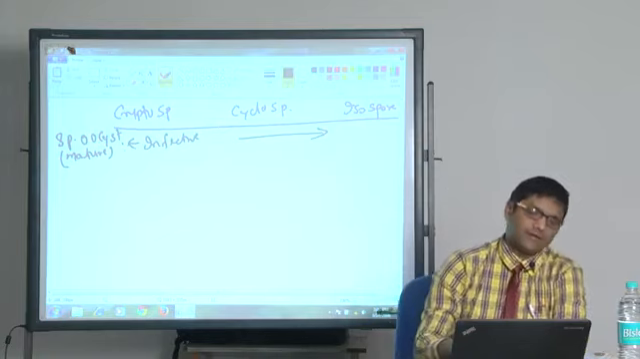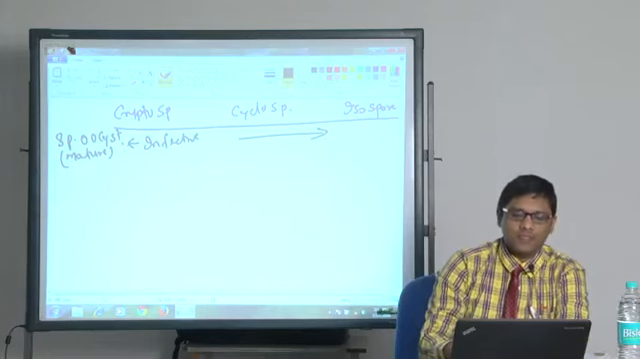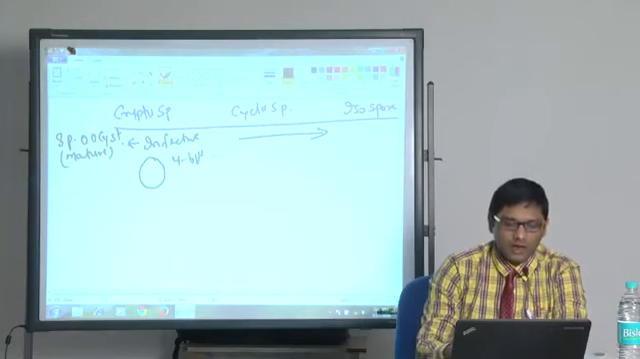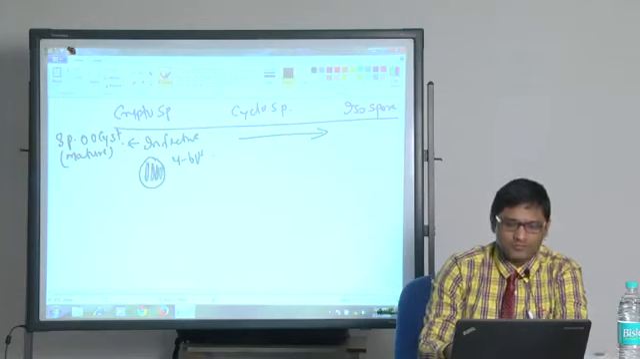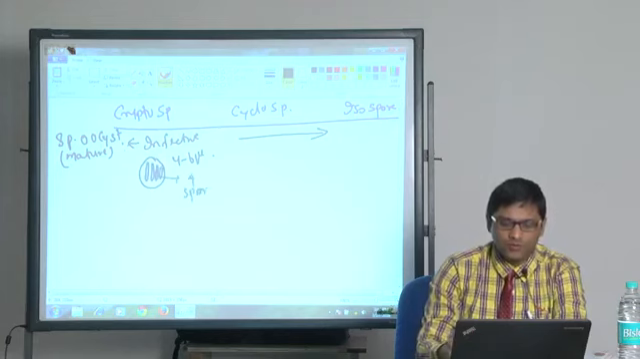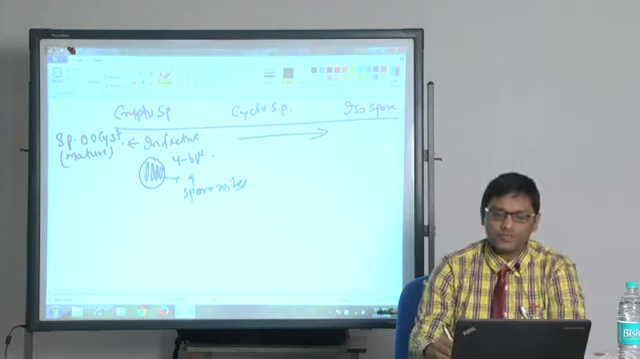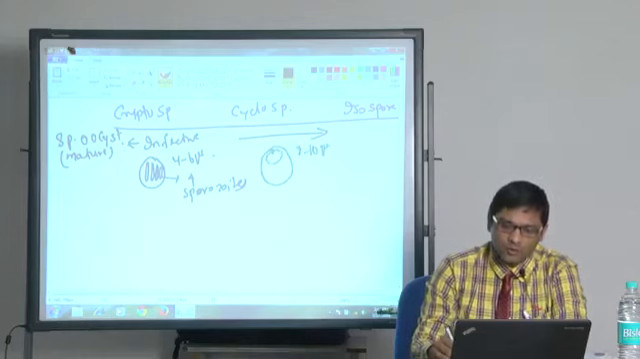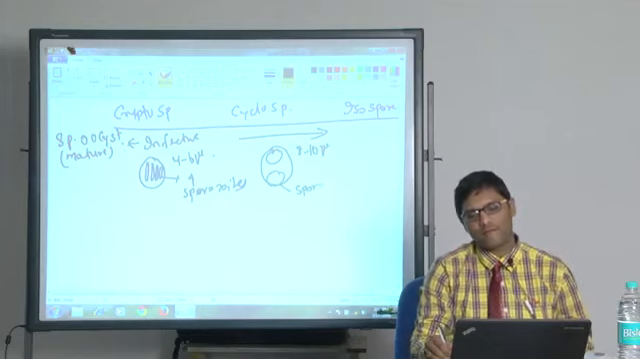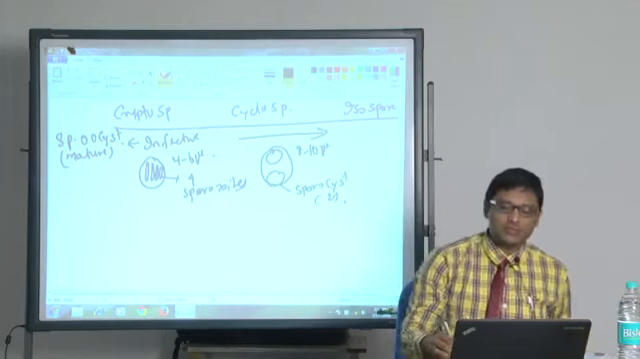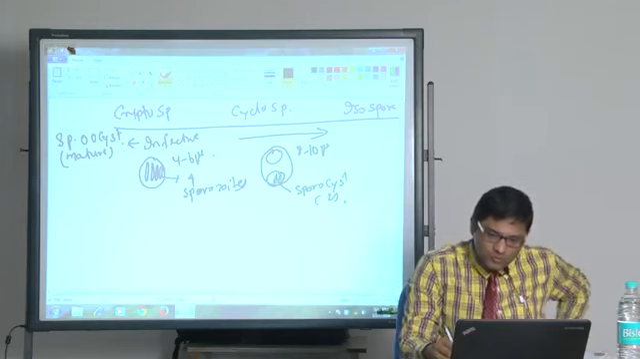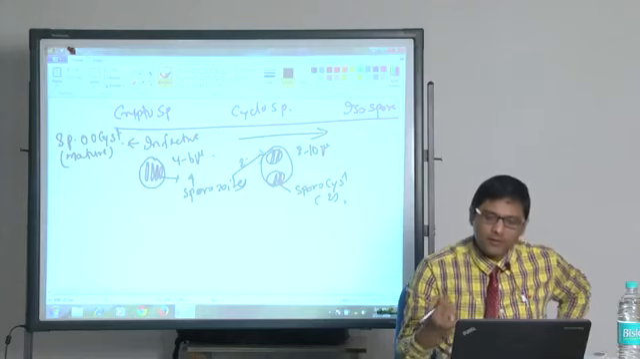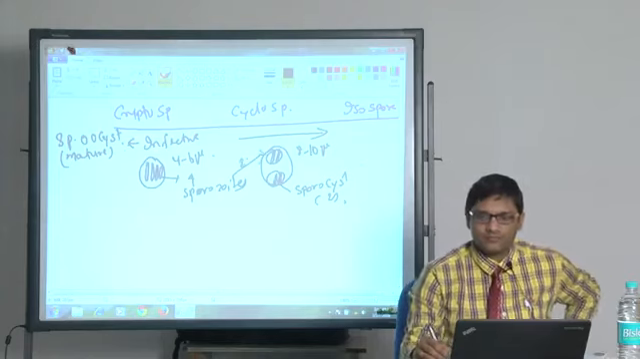Okay, and the description of sporulated oocyst: Cryptosporidium is round, 4 to 6 micron in size, containing 4 sporozoites. Cyclospora is again round, 8 to 10 micron, containing 2 sporocysts, and each sporocyst contains 2 sporozoites, 2 in number in each.